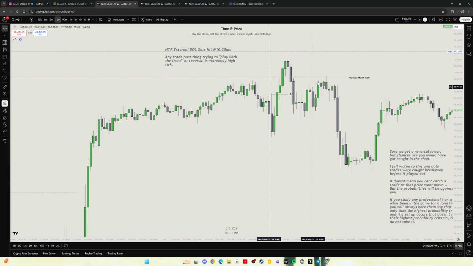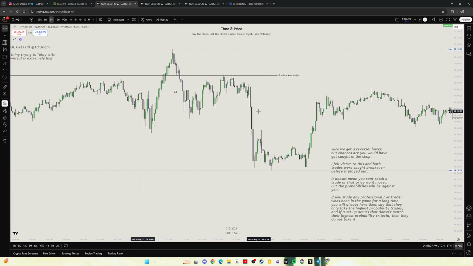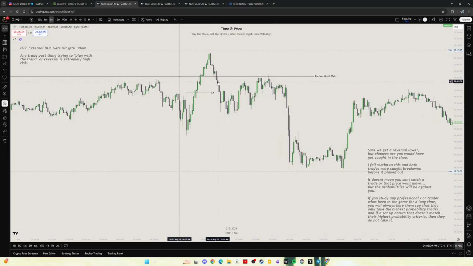We ran out both sell side and buy side, running out the previous month high. So at this point, when we run out the previous month high, you don't really have a clear liquidity higher, so just trying to play continuation of the trend is just extremely high risk.